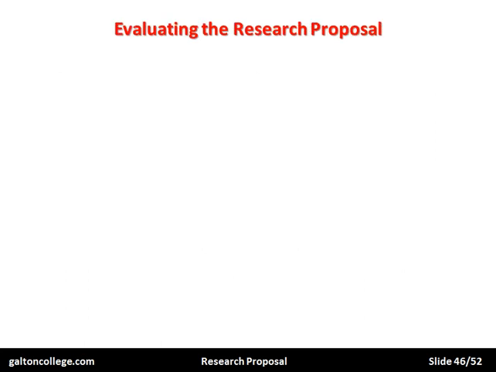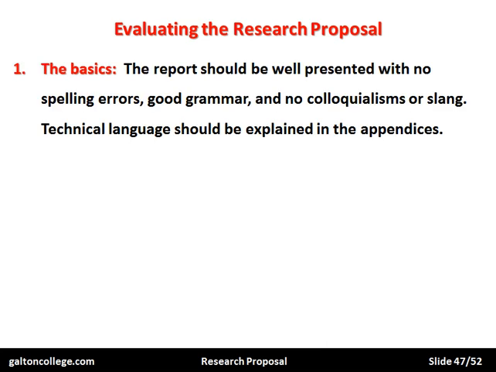Now, evaluating the research proposal. Well, first of all, the basics. The report should be well presented with no spelling errors, with good grammar, and no colloquialisms or slang. And technical language, technical issues, they should be explained in the appendices. If there are issues talking about machinery or technical processes or whatever, put them into the appendices and explain them there. But make sure there are no errors in terms of spelling or grammar, and no slang terms, no local terms. It should be in good standard English.